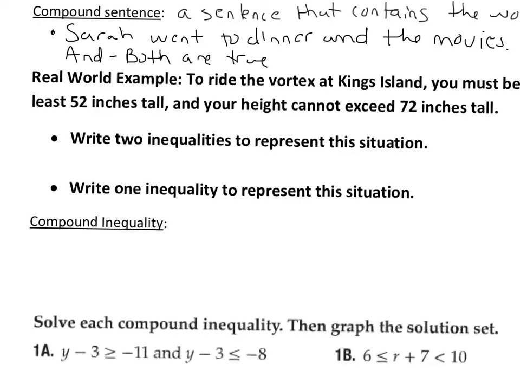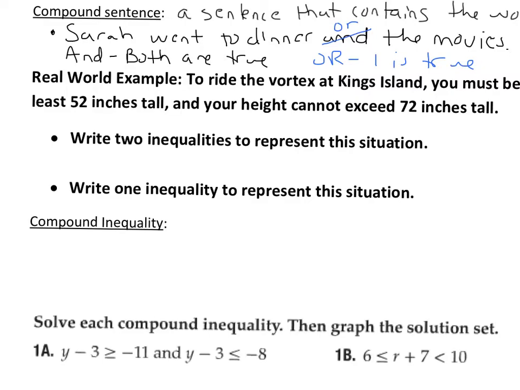Okay, now if I take the word and out and I put the word or in its place, now we completely change the meaning here. So Sarah went to dinner or a movie, which implies that she's only doing one part. So if she's only going to do one on an or, that just means one is true. So she's going to do one or the other.